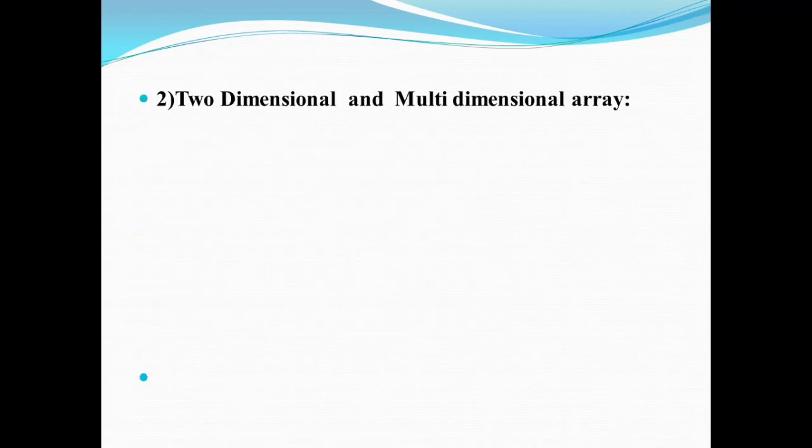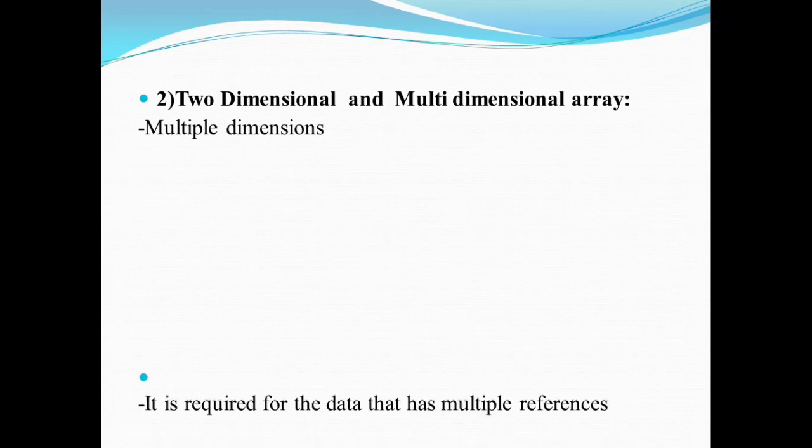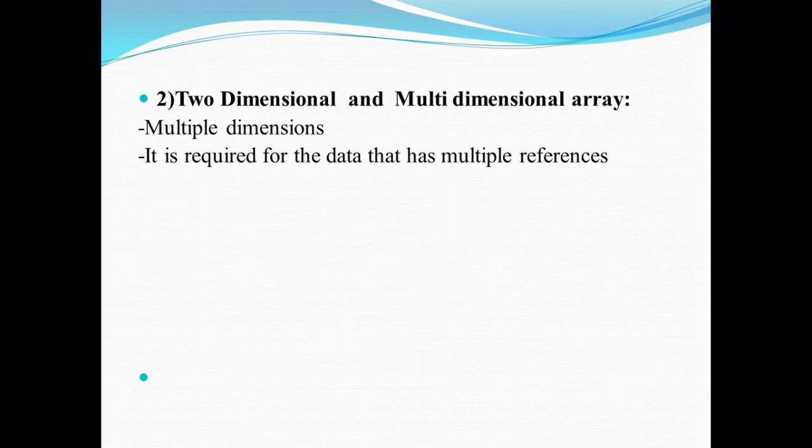Second type is two dimensional and multi-dimensional arrays. If it has two dimensions, it is called a two dimensional array, and if it has multiple dimensions, it's called a multi-dimensional array. It is required for data which has multiple references, and the best example of this two dimensional array is a matrix. A matrix has two references, rows and columns. So this is one type of classification.